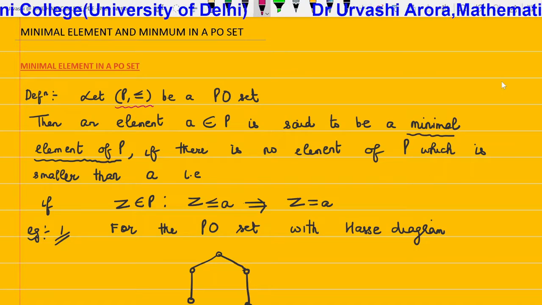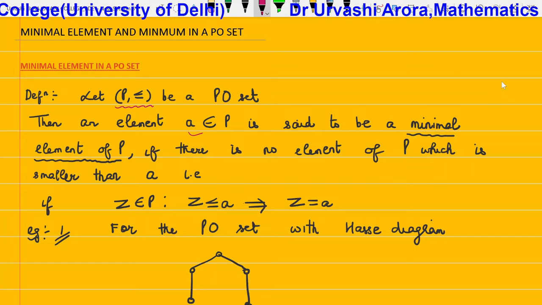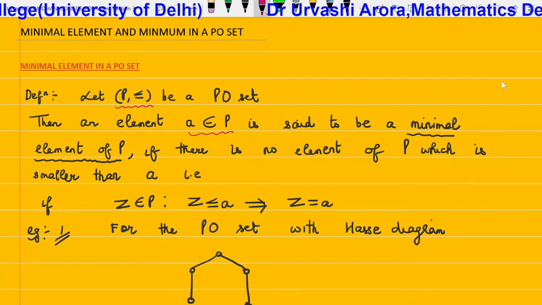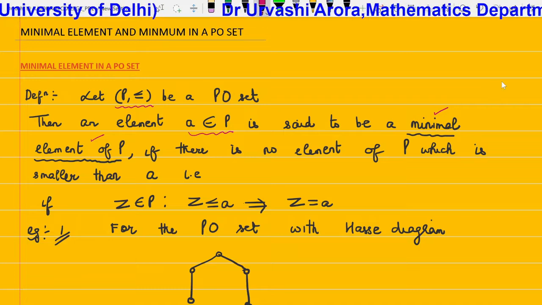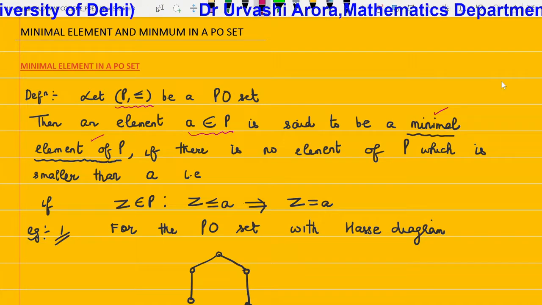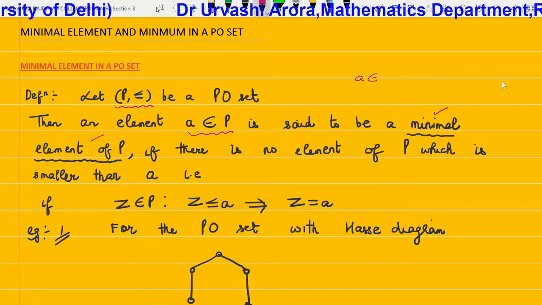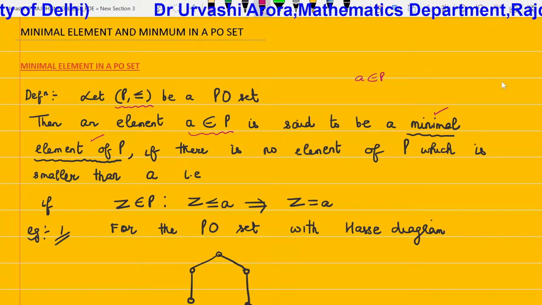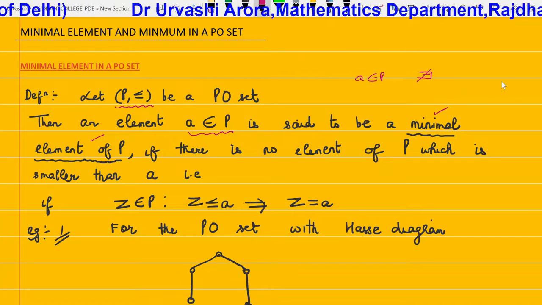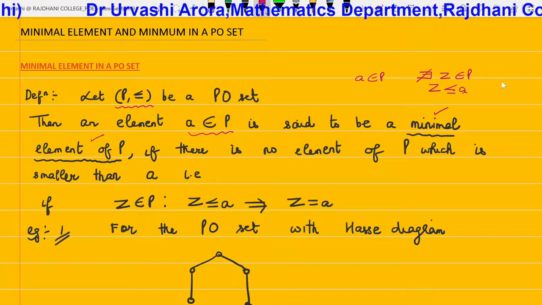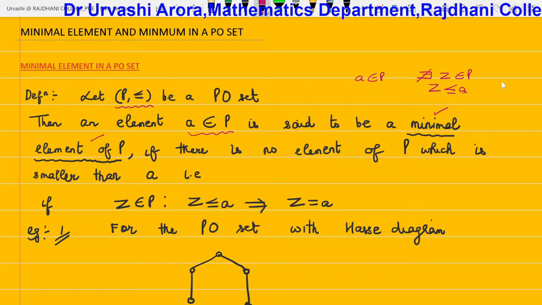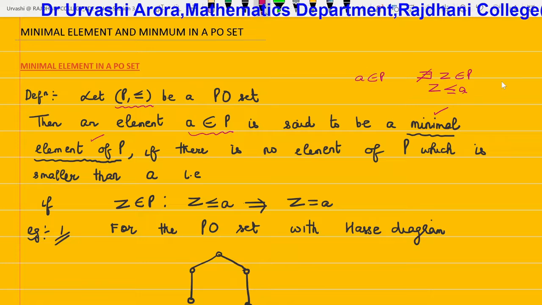So let (P, ≤) be a PO set. Then an element A belonging to P is said to be a minimal element of P if there is no element of P which is smaller than A. So an element A belonging to P will be a minimal element if you cannot find any Z belonging to P such that Z is smaller than A. So there should not exist any Z belonging to P such that Z ≤ A.